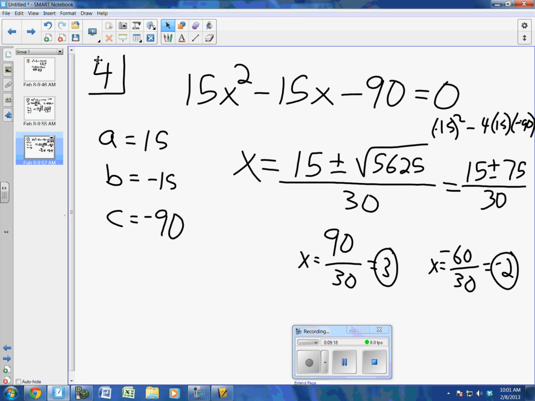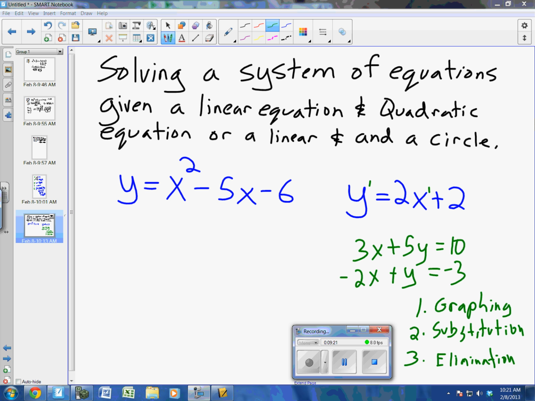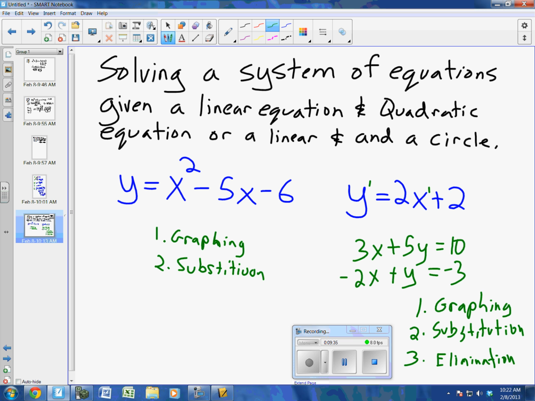Okay, for this kind right here, you can only solve these in 2 ways. You can solve them by graphing or by substitution. I didn't spell that right. Substitution. Wow. Okay, you can solve these by graphing or substitution. That's it. So that's what we're going to learn. Is everybody ready?